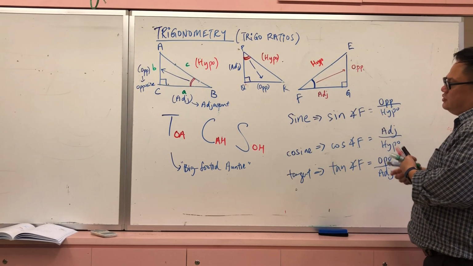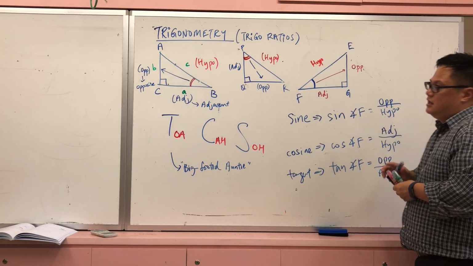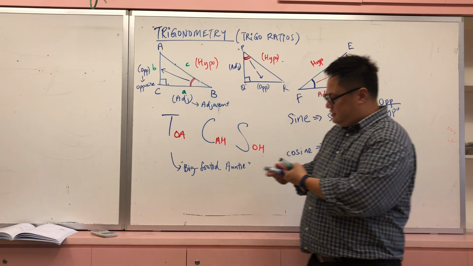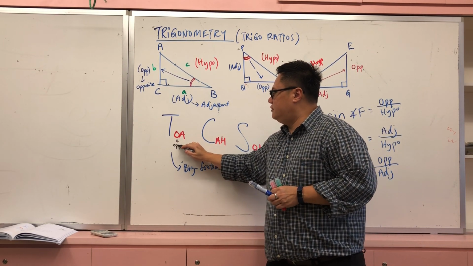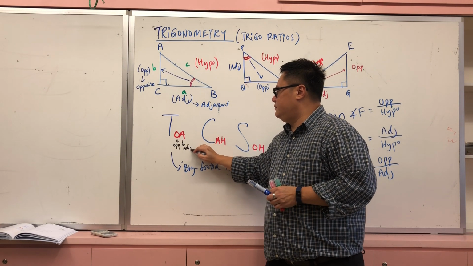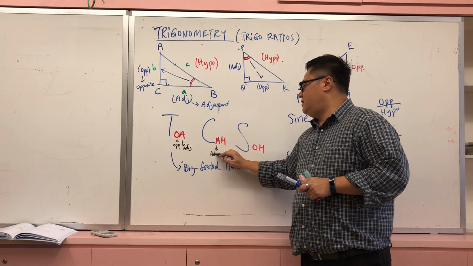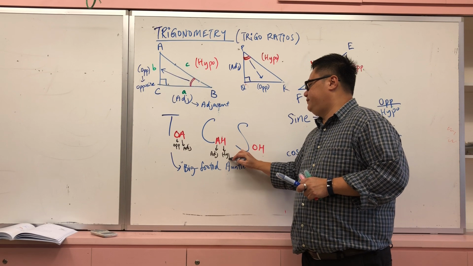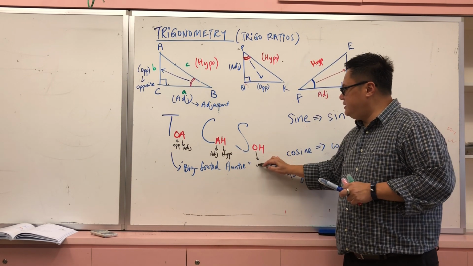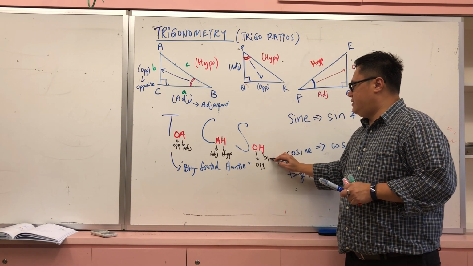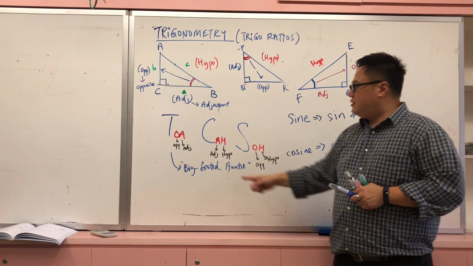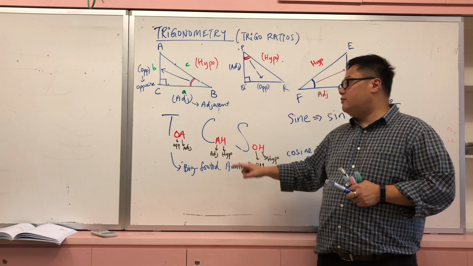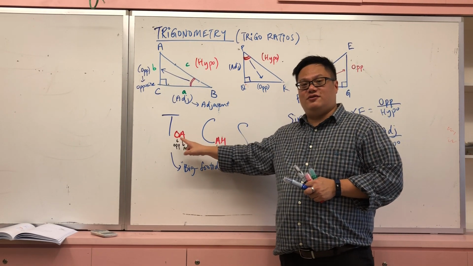Over here, I write this in case you can't remember: the O stands for opposite, the A stands for adjacent. The A stands for adjacent, the H stands for hypo. Last one, the O stands for opposite, the H stands for hypo. So sine equals opposite over hypo, cosine equals adjacent over hypo, and tangent equals opposite over adjacent.